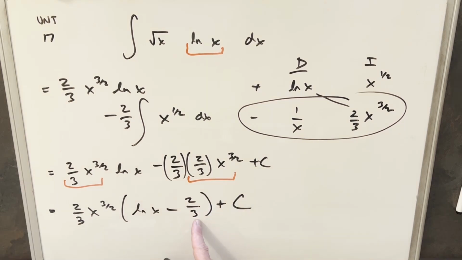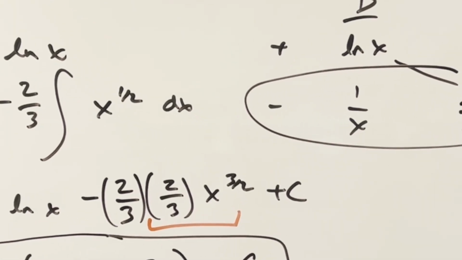Sometimes you might be tempted to absorb the 2/3 into the constant. You can't do it here because it's being multiplied by the x to the 3/2. So we're done. I'll circle it, and that's it. So like I said, pretty quick and easy one.